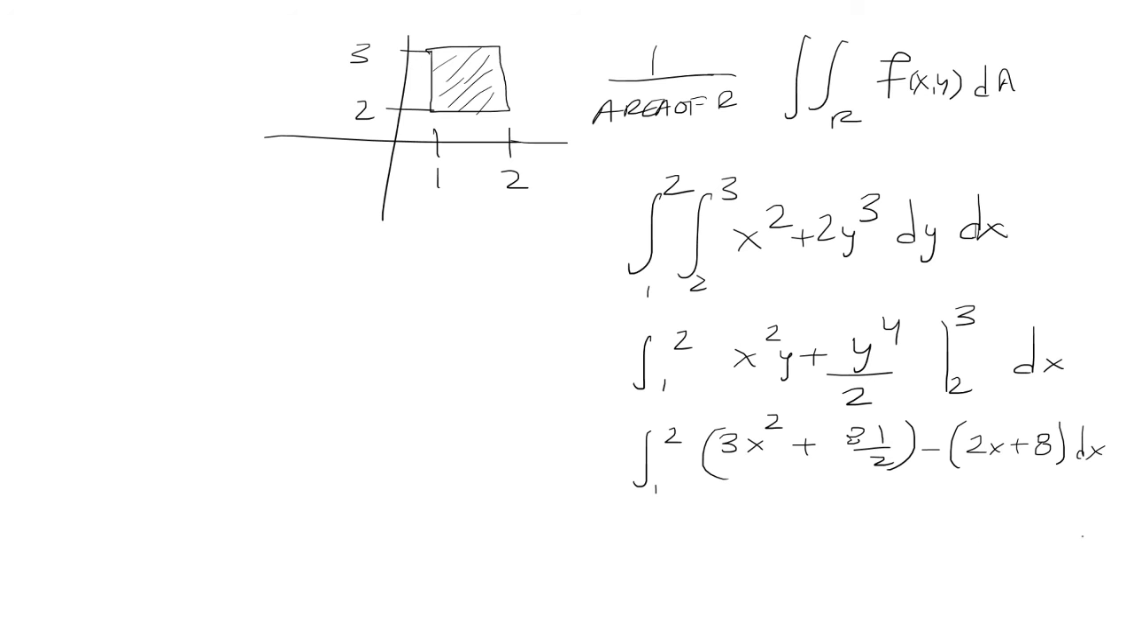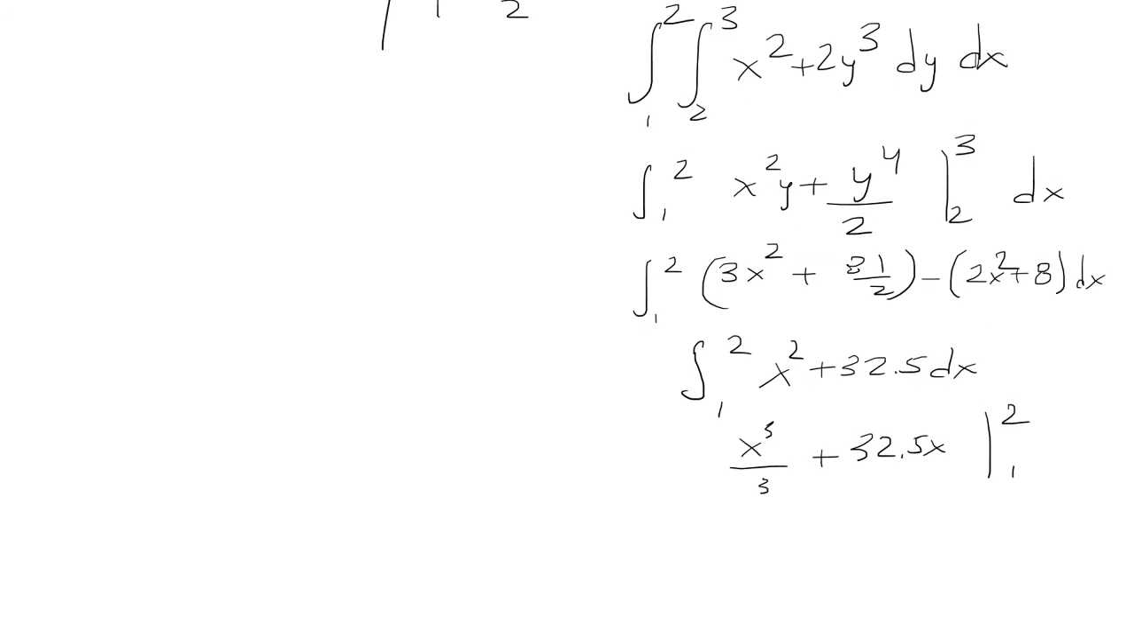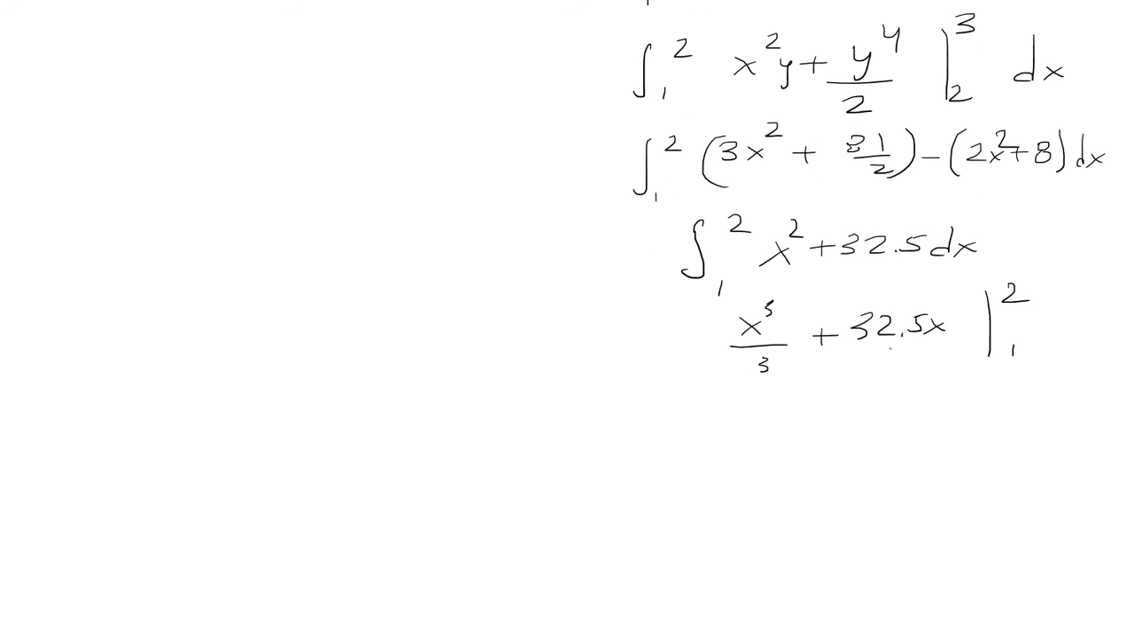I dropped that square there. Okay, so we have integral 1 to 2, x squared. And then 81 over 2 is 40.5, minus 8 is 32.5. So it's x cubed over 3 plus 32.5x from 1 to 2. Notice that we'll be multiplying 32.5 by 2 and then subtracting it by 32.5 times 1. So that difference is going to be 32.5.